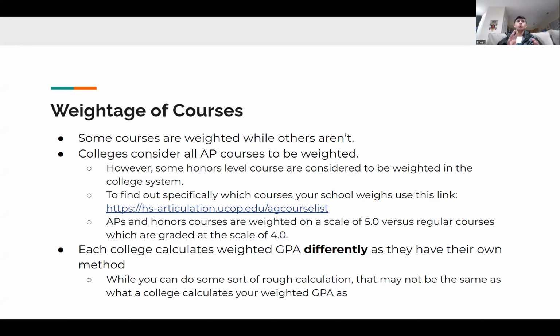And to find out which courses are weighted in your high school or in your particular area, you can use this link right here. This presentation will be shared at the end of this session. You can click on this and it'll guide you to which courses are weighted and which are not. The majority of the courses, at least for the UC system, are weighted on a 5.0 scale if they are weighted, compared to the regular 4.0 scale, which is for the non-honors courses.